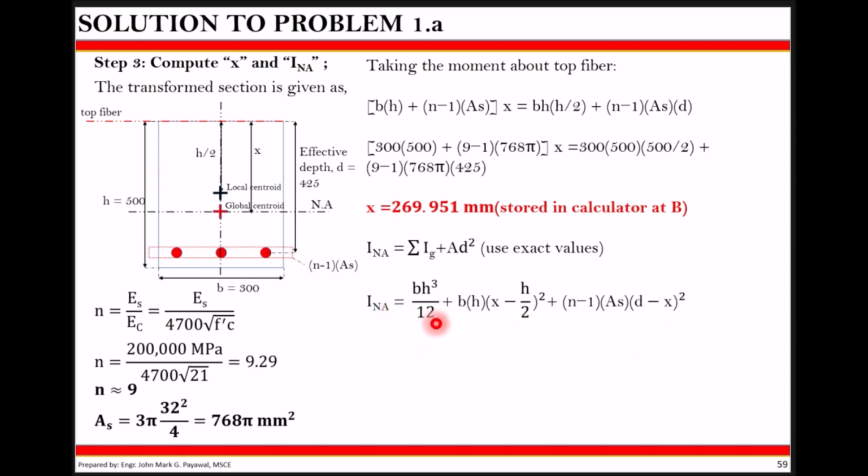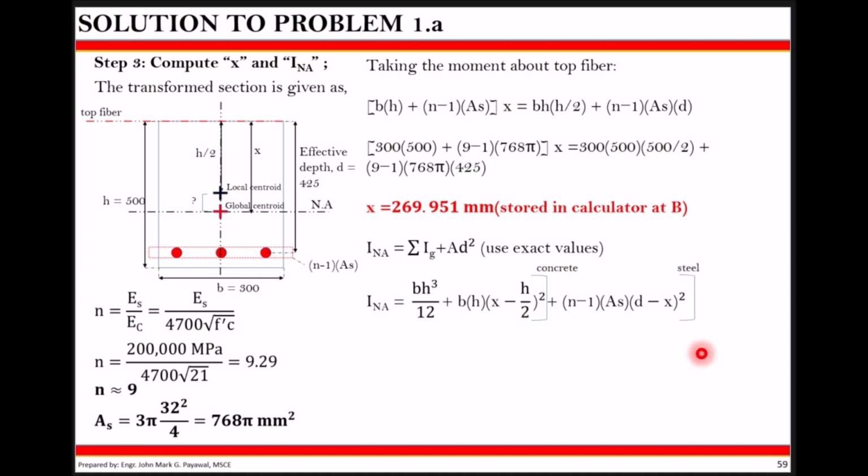This first two values would be designated for my concrete. How does it relate to my figure? In here, if we take a look, we're looking for this distance. As we can see, bh cubed over 12 is Ig, or the gross inertia of my concrete, plus area multiplied by their distance. This point up to this point is equal to h over 2. However, we already computed that this value would be equal to x. The difference between the two is x minus h over 2 quantity squared.